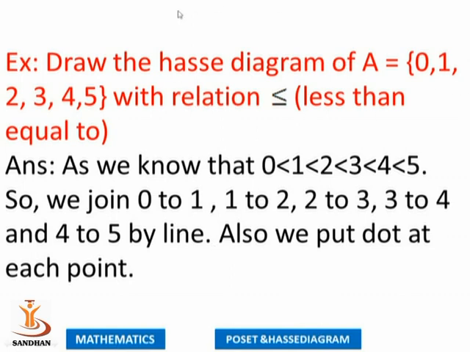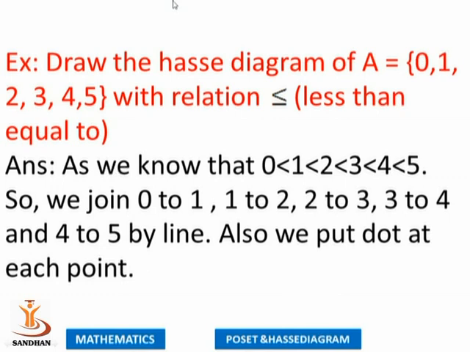So first of all, an easy Hasse diagram. You are given a set A, {0, 1, 2, 3, 4, 5}. It contains 6 elements and the relation given is less than or equal to. As we know, 0, 1, 2, 3, 4, 5 are all related to each other because these are numbers related by less than or equal to. 0 is less than or equal to 1, 2, 3, 4 and 5. 1 is less than 2, 3, 4, 5 and so on. So we draw the Hasse diagram.